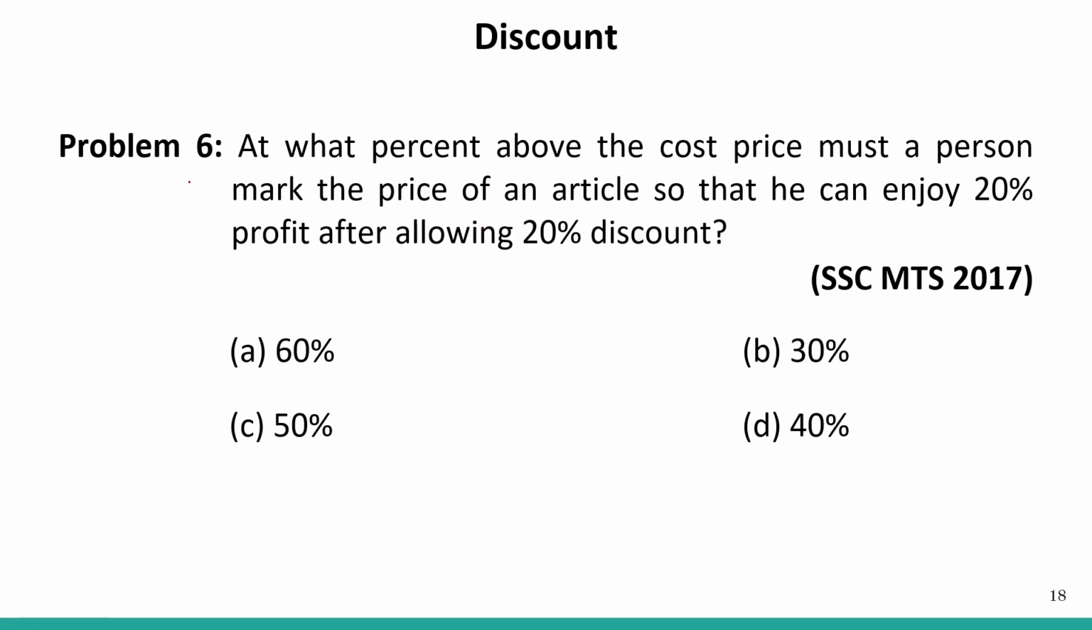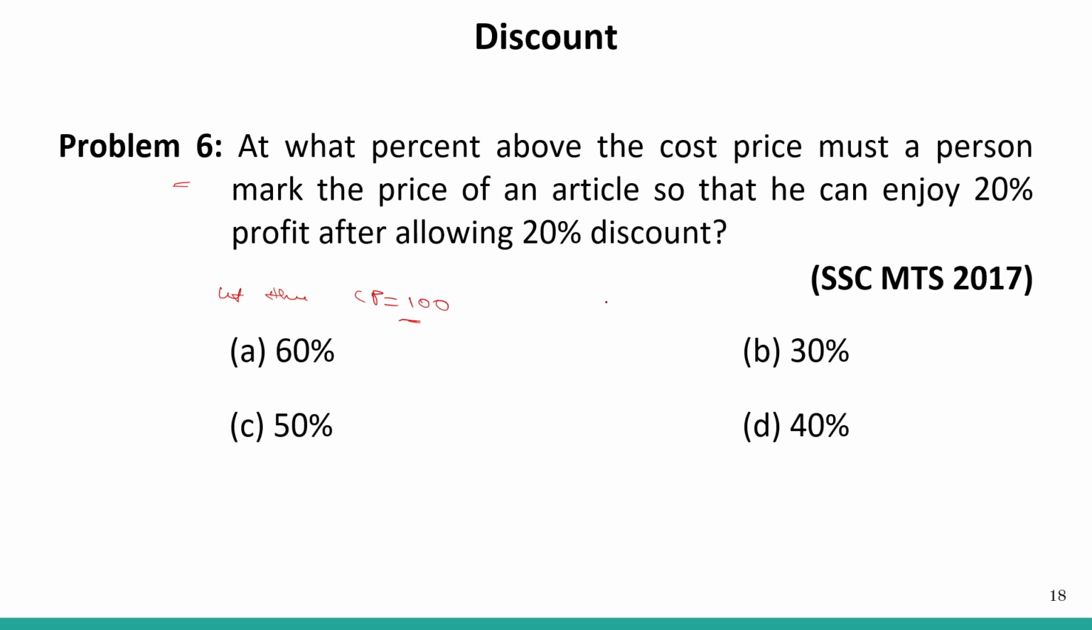So let's see problem number 6. At what percentage above the cost price must a person mark the price of an article so that he can enjoy 20% profit after allowing 20% discount? Okay. So let the CP be x. Let actually the cost price be 100.